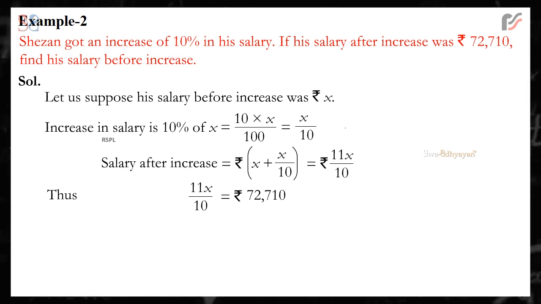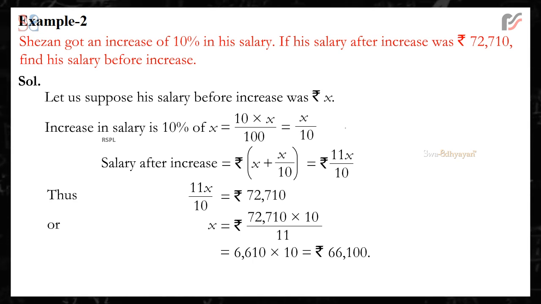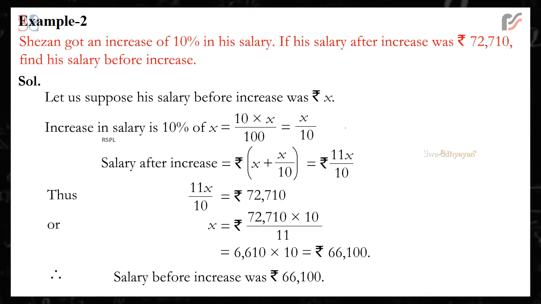Thus, 11X upon 10 is equal to Rs 72,710, or X is equal to Rs 72,710 into 10 upon 11, which is equal to 6,610 into 10, which is equal to Rs 66,100. Therefore, salary before increase was Rs 66,100.